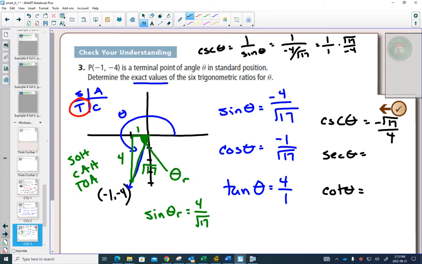What's the short way to do this? See if you can see the short way for the second one. Cos of theta is negative 1 over root 17. Tan of theta is 4 over 1. Cotangent of theta will be 4.